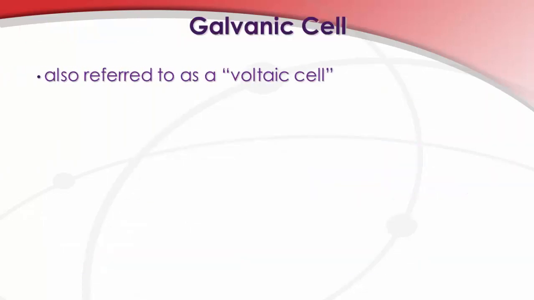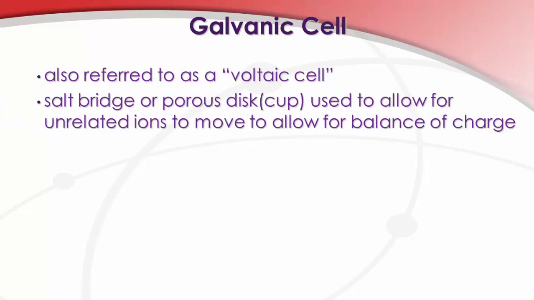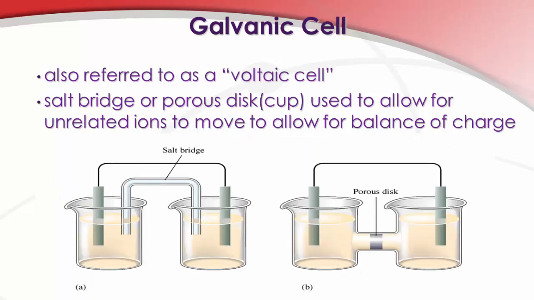So let's look at this galvanic cell in a bit more detail. We also refer to it as a voltaic cell, after Volta, of course. We use a salt bridge or a porous cup, a disc, to allow ions to move to balance the charge. And we'll talk about that in a second as well. So these are two possible designs for this galvanic cell.